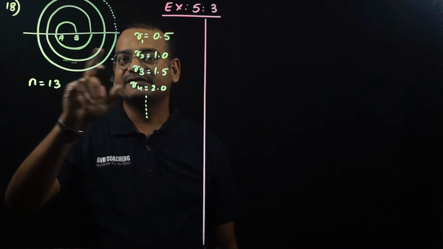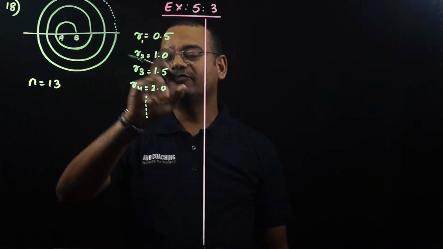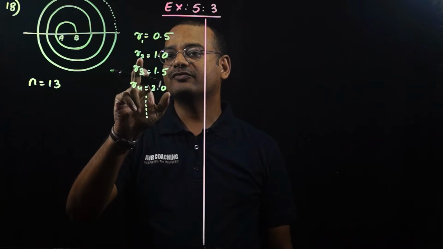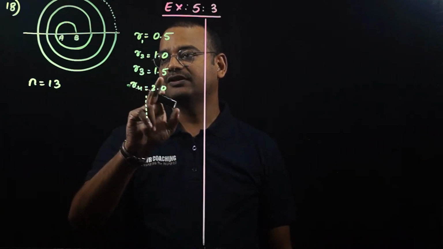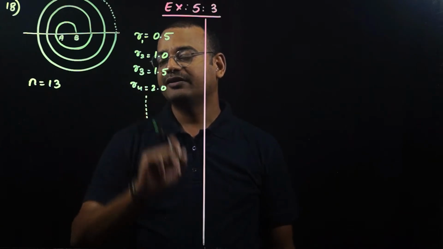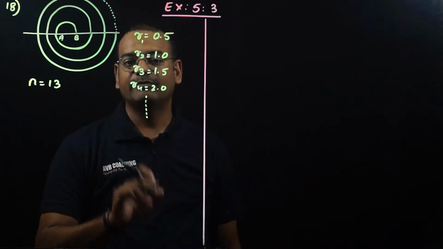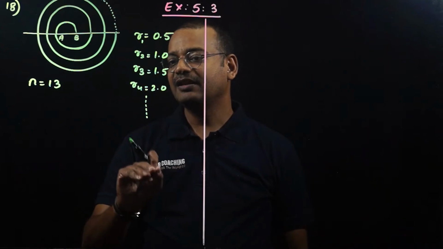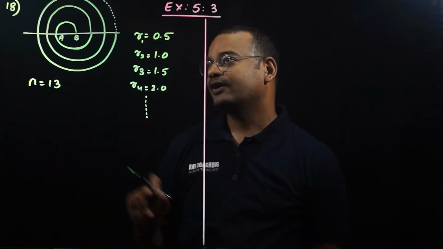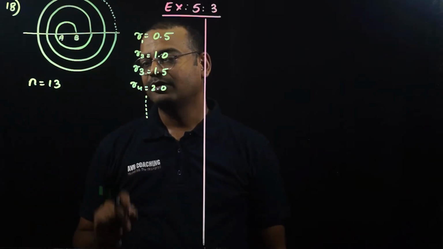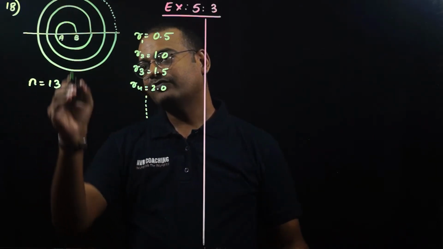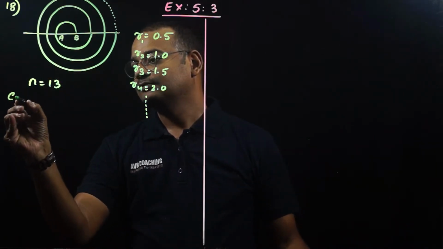So the radius for the first semicircle will be 0.5, the radius of the second semicircle will be 1.0, the radius of the third semicircle will be 1.5, and the radius of the fourth semicircle will be 2.0, and so on till R13. We have to find the total length of the wire used to do this spiral. Now we have the circumference of the semicircle.